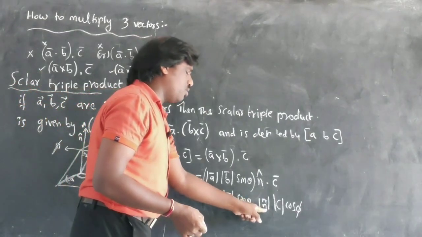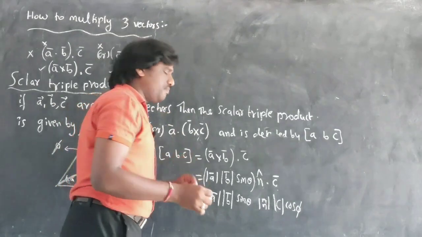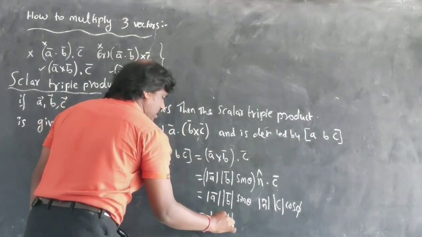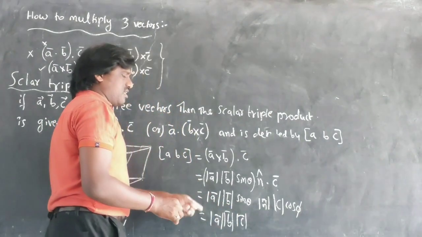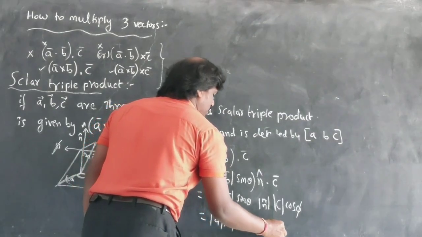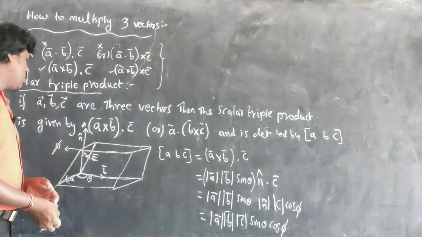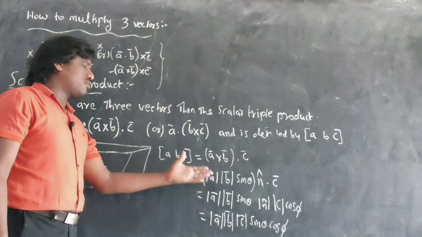And n cap is a unit vector, so the modulus of the unit vector is 1. So finally what I am getting here is A vector, B vector, C vector, modulus of A vector, B vector, C vector, sin theta into cos pi. This is what exactly I am getting about the ABC box.